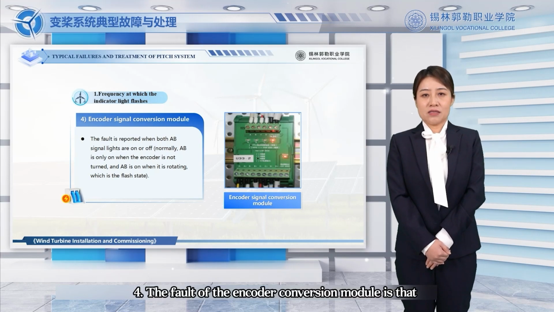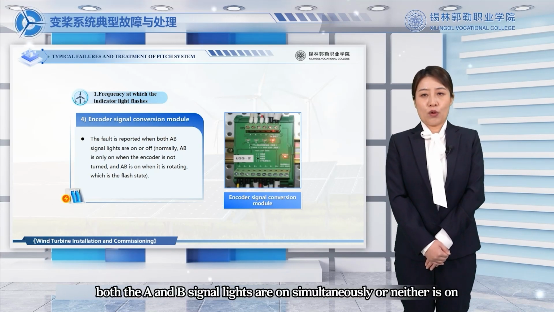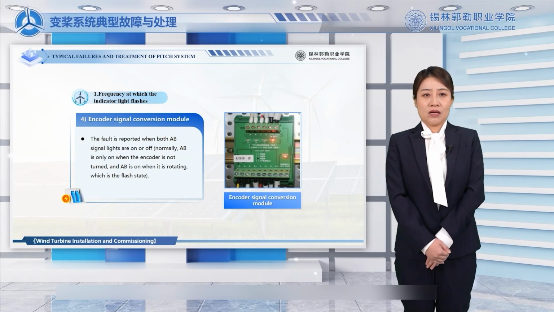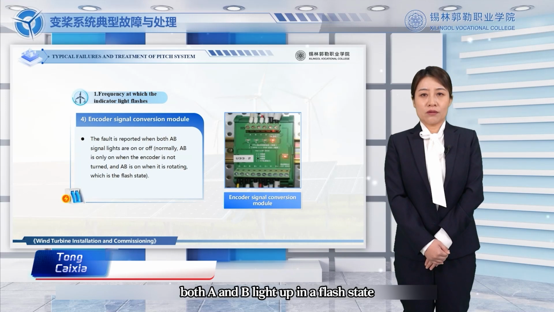4. The fault of the encoder conversion module is that both the A and B signal lights are on simultaneously or neither is on. Normally, only one of A and B lights up when the encoder is not rotating. When rotating, both A and B light up in a flash state.